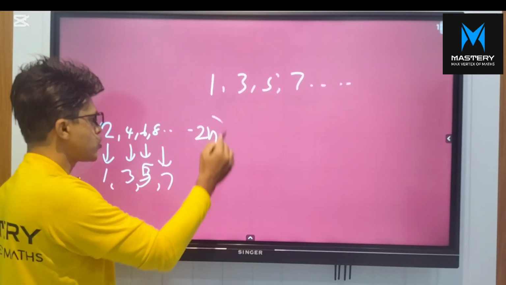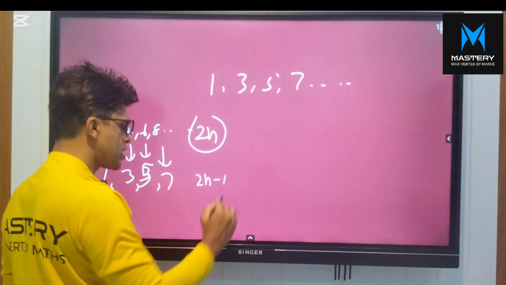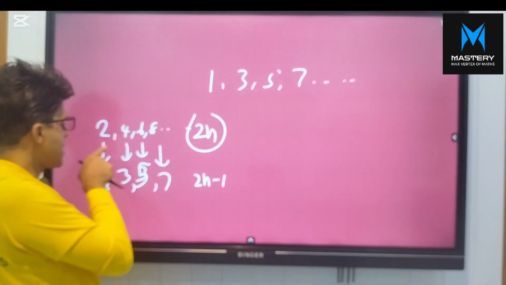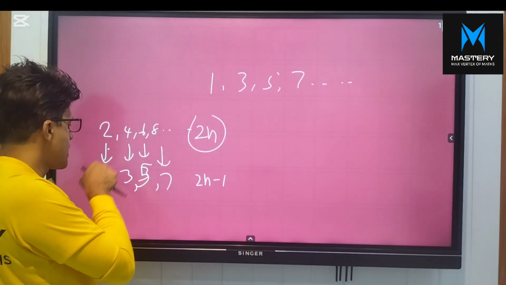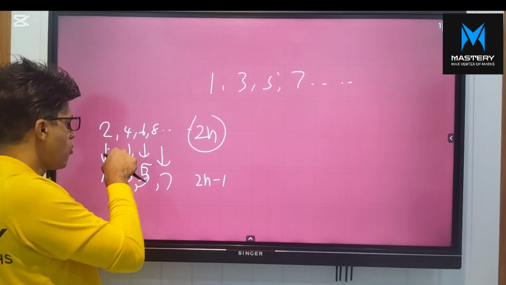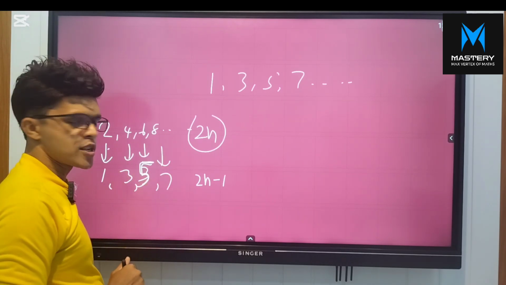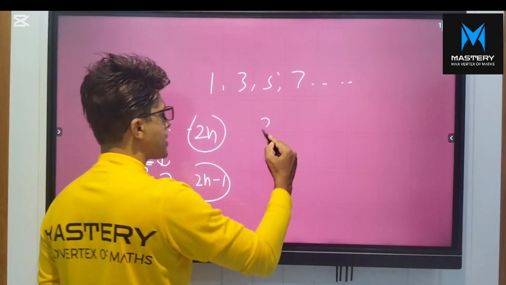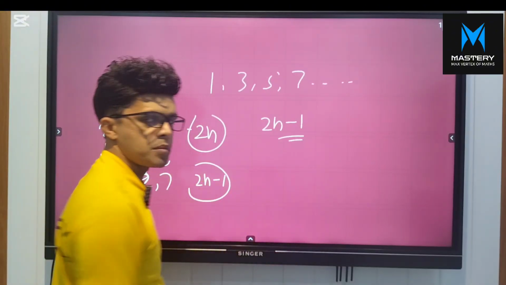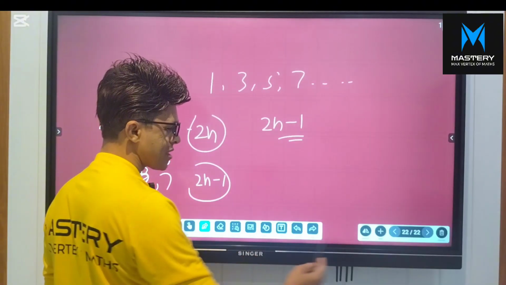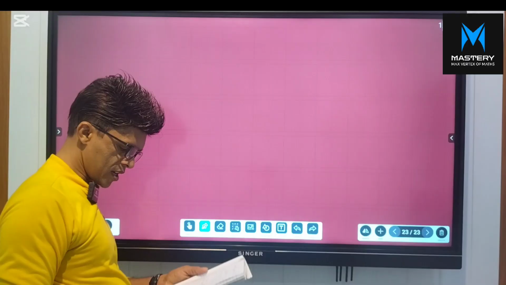Then this is 2n, so this should be 2n minus 1. Every time you could see it subtracts 1. 2 minus 1 is 1, 4 minus 1 is 3, 6 minus 1 is 5, likewise 8 minus 1 is 7. Therefore, the general term of this one is 2n minus 1. You could bear in mind that the general term of odd numbers is 2n minus 1.